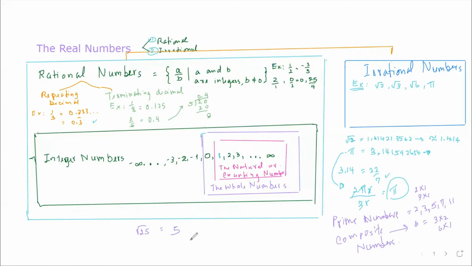So 5 can be what? 5 can be a rational number because 5 can be written as 5 over 1. Also 5 can be an integer. Here 5 is a positive integer, whose other name is what? Natural numbers or counting numbers. And 5 can also be a whole number, because 5 belongs to the integers and the whole numbers.